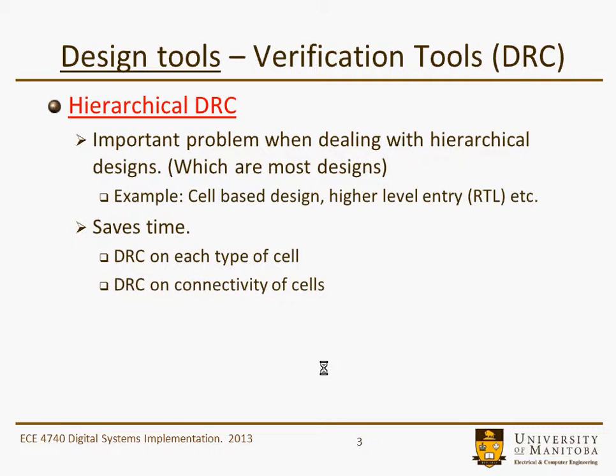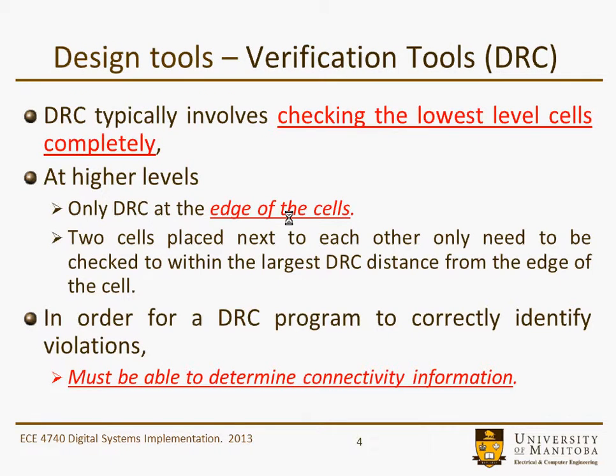One of the things you can take advantage of with DRC is hierarchy, and the basic idea here is that you completely DRC the lower level cell, and then at the higher levels you really worry about the connectivity of the cells. So you check the lowest level completely, and then at the higher levels you only have DRC at the edge of the cells. So you're basically assuming that the inner contents of the cells are going to be manufacturable.